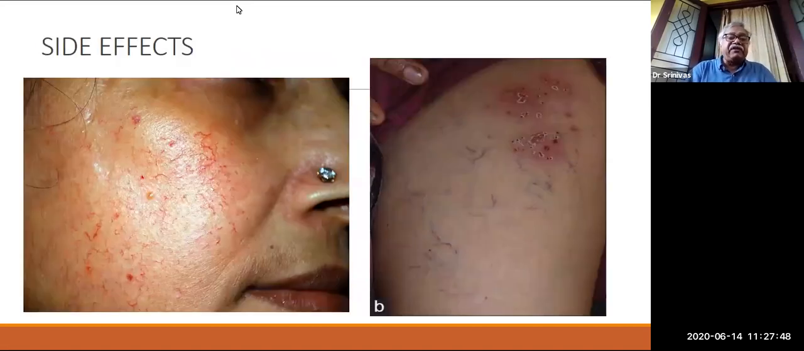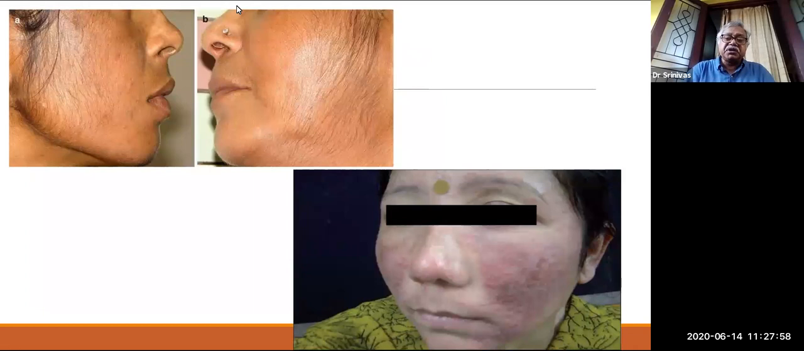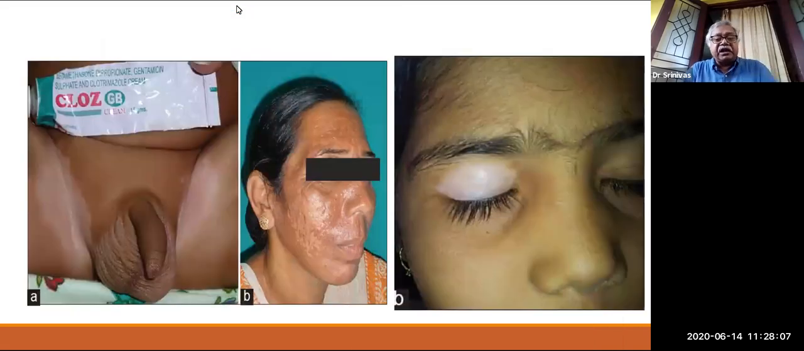So these are the side effects which you can see: telangiectasia, acne, acneiform eruption, hypertrichosis, erythema, pigmentation, hypopigmentation. Hypopigmentation is another very interesting thing.